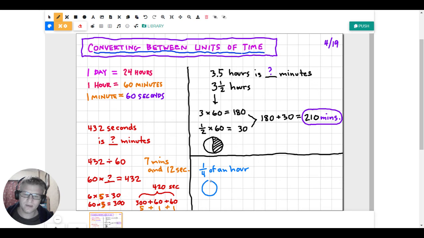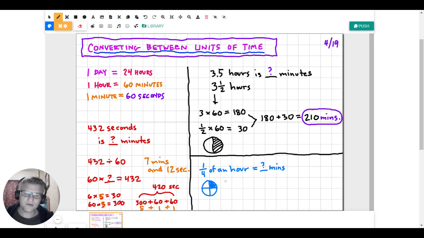1/4 of a clock means we're going to cut it into 4 parts, right? And it means that we're going to just color one of these in. This is my 1/4, right? How many minutes is that? So if I say 1/4 of an hour equals blank minutes, I want you to think about how much time has elapsed on an analog clock, like in our classroom.